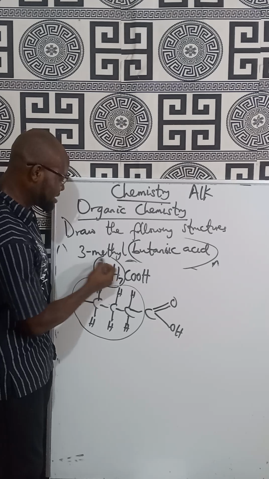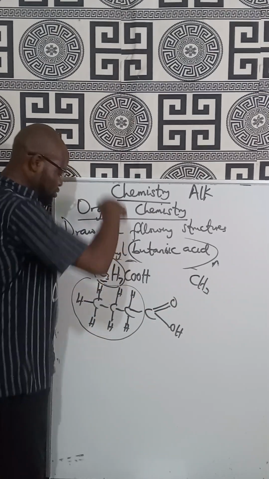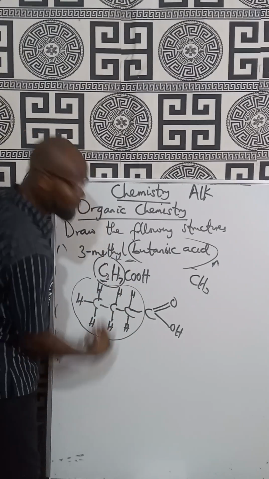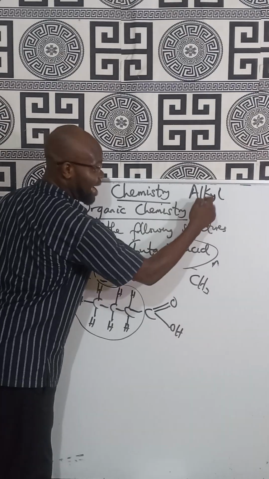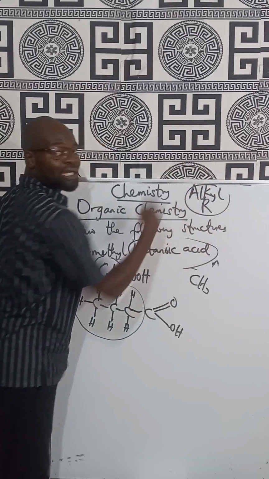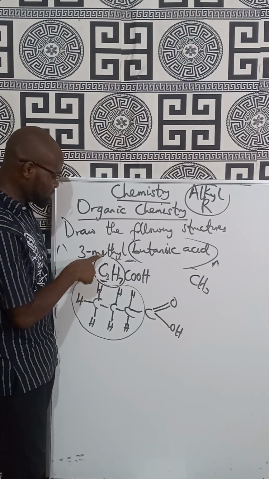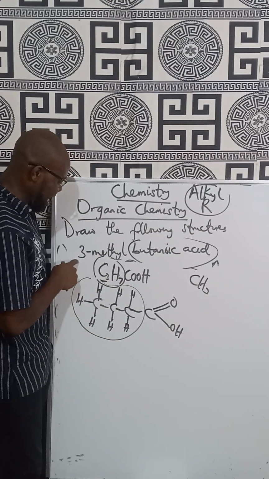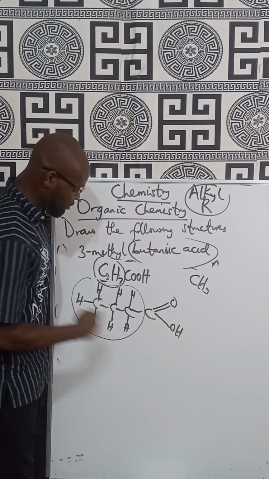Now I said the methyl is CH3. Methyls come in like a branch, from the family of alkyl groups. That's how they are branch chains. You understand now? So now let's put the branch. That means this CH3, the methyl, will be on carbon number 3. So let me start. I can number from the front or from the back.